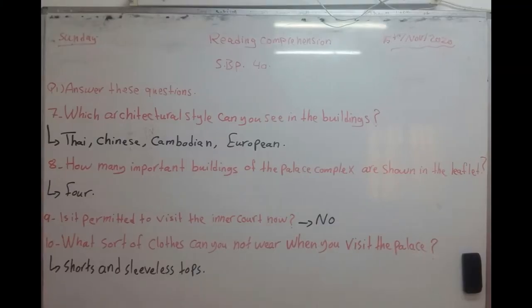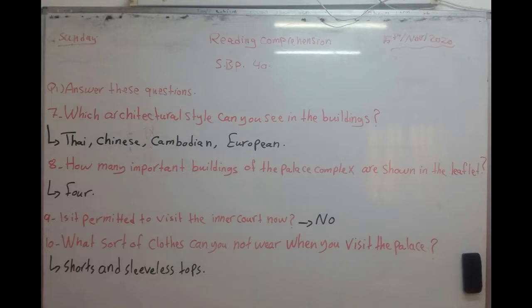Let's continue question number 1. 7. Which architectural style can you see in the buildings? إيش هو النوع التصميم المعماري? We have the Thai architectural style, Chinese, Cambodian, and European.